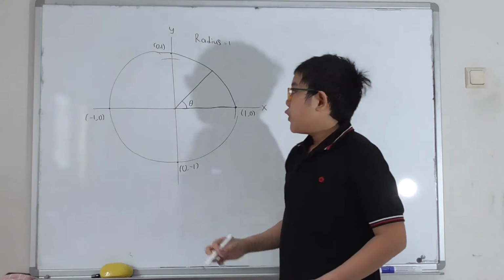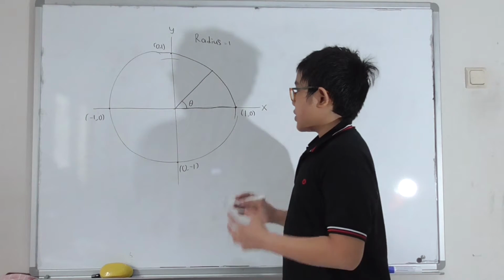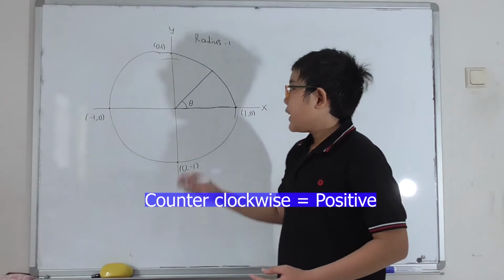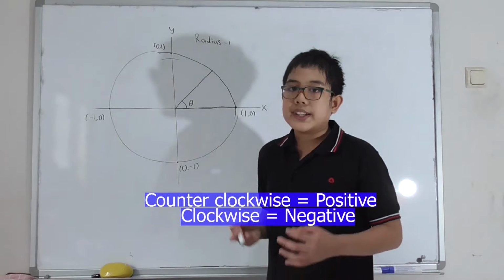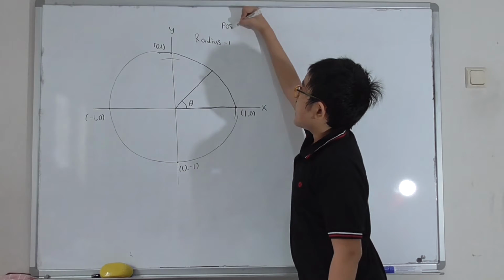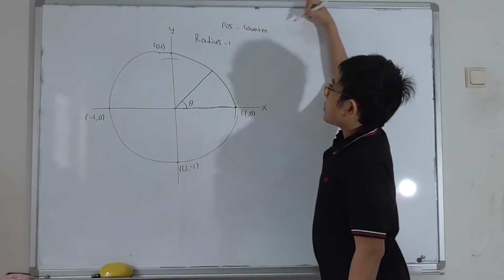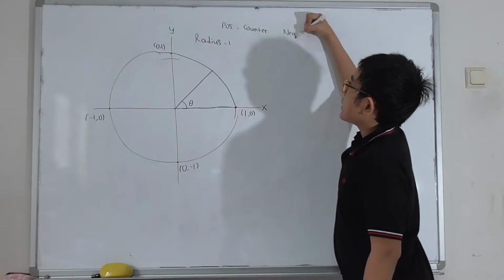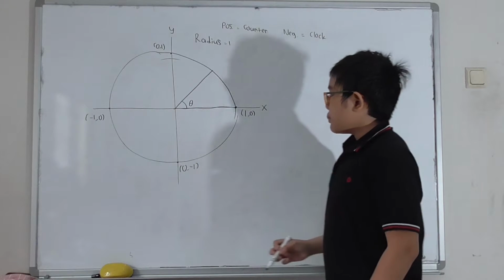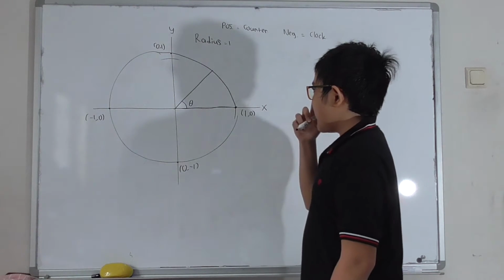And then, for the angle theta, when you want to make an angle in the unit circle, you have to move counterclockwise when you want to make a positive angle and clockwise when you want to make a negative angle. So, when you want to make a positive angle, you have to move counterclockwise. And when you want to make a negative angle, you have to move clockwise. So, because I made it counterclockwise, this theta is going to be positive.